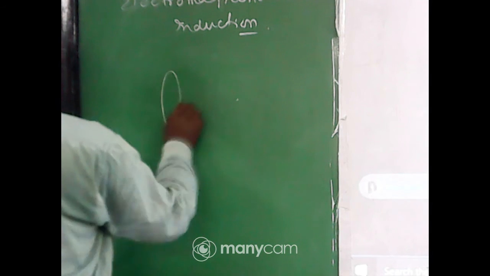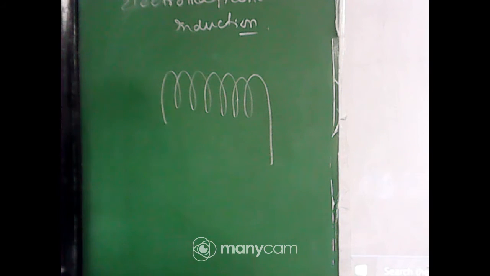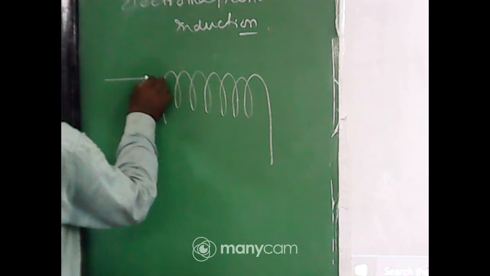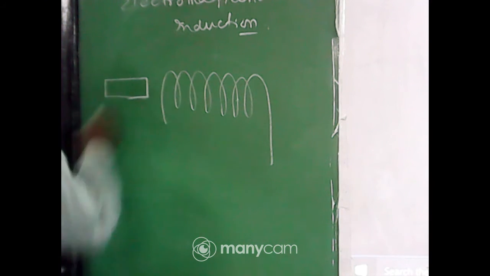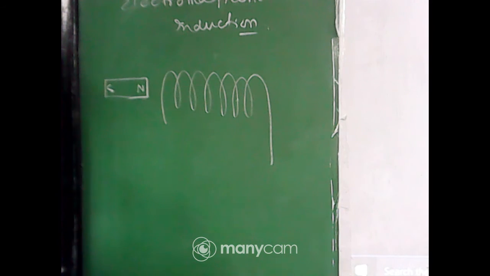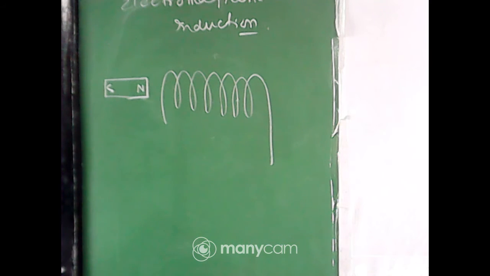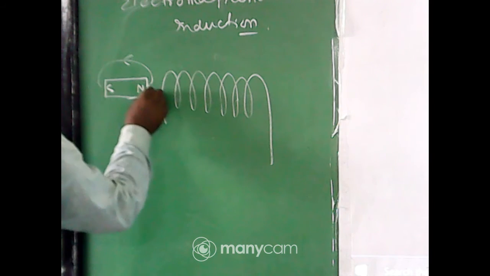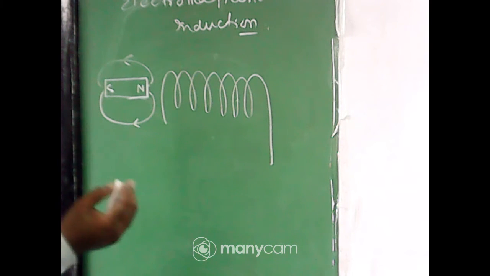Suppose you consider a coil is here. A permanent bar magnet, you hold it nearer to the coil. Suppose this is north, that is south. The magnetic field lines create in this side, you know it. So it creates a magnetic flux.